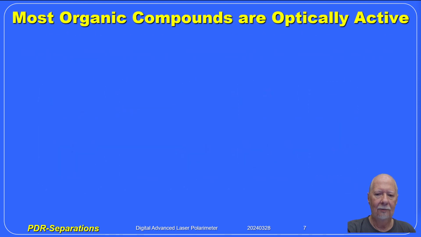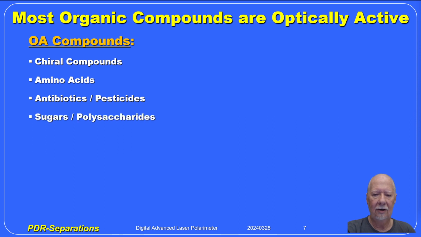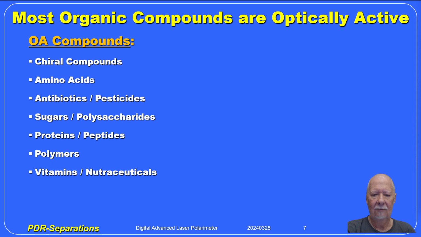Most organic compounds are optically active. Optically active compounds include chiral compounds, amino acids, antibiotics and pesticides, sugars and polysaccharides, proteins and peptides, polymers, vitamins and nutraceuticals, natural products, and flavors, smells, and essential oils.